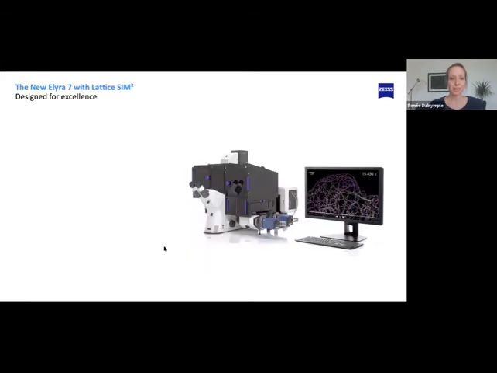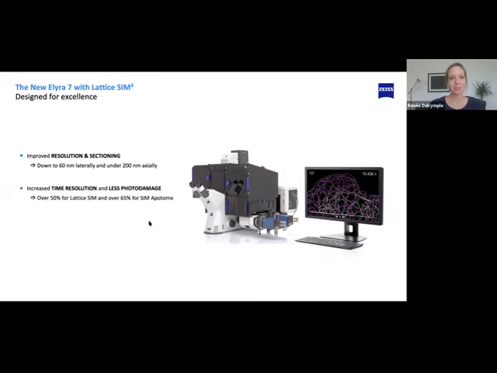So if we take all of this together, what are the benefits of doing it? Well, I've already talked a lot about the resolution improvement down to 60 nanometers laterally, but we also see a really nice improvement axially. So you can achieve sectioning to under 200 nanometers, which is just incredible. Additionally, we're able to increase the speed of acquisition by really fully utilizing all the information we collect with Lattice SIM and the SIM² algorithm. And we're able to make it more gentle by reducing the phototoxicity. So I'll talk a little bit more about how that works in a bit.